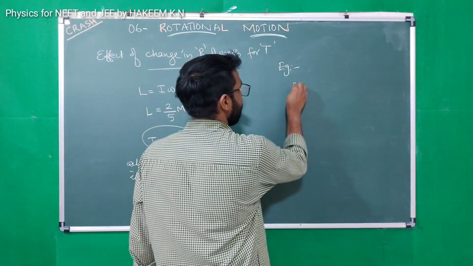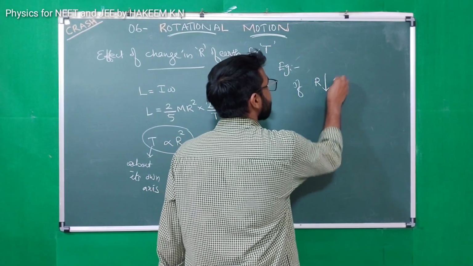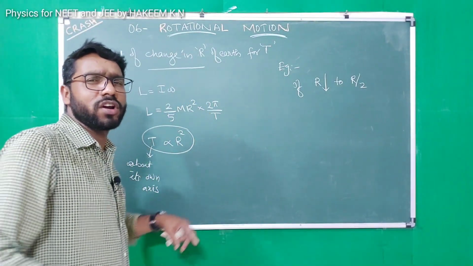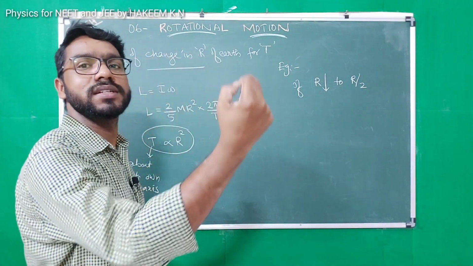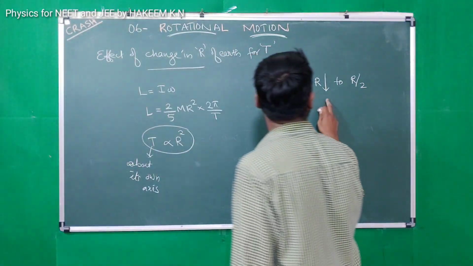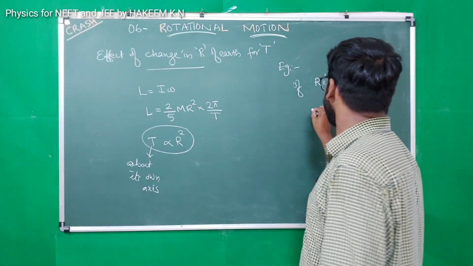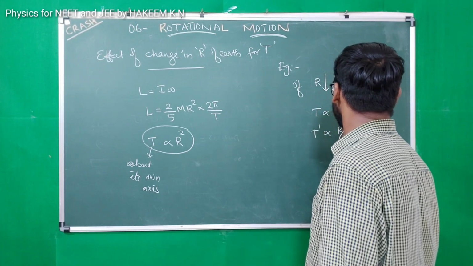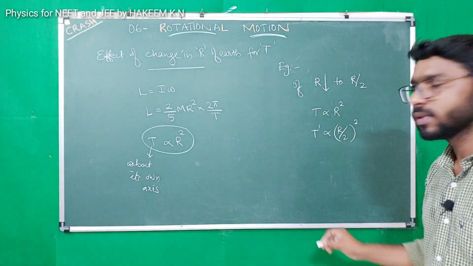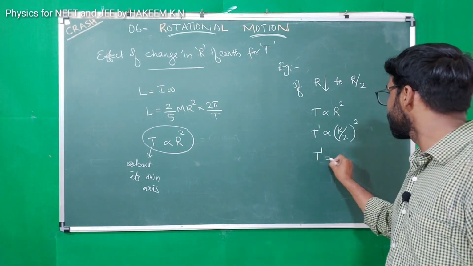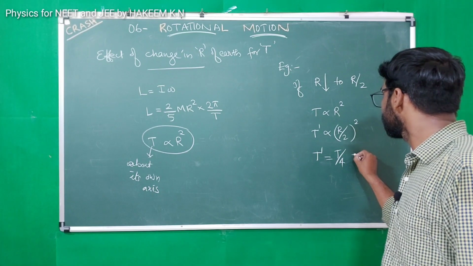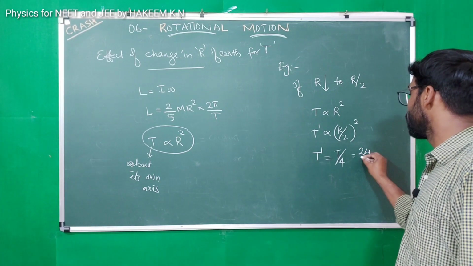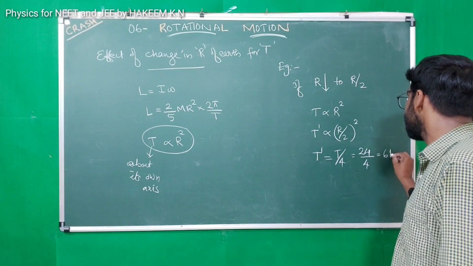For example, if the radius of Earth decreases to r by 2, half of the present value, what will be the time period of Earth's rotation? If r decreases to r by 2, T is proportional to r square, so T dash is proportional to r by 2 all square. Then we get T dash equal to T by 4. Nowadays the time period is 24 hours; 24 by 4 is 6 hours.